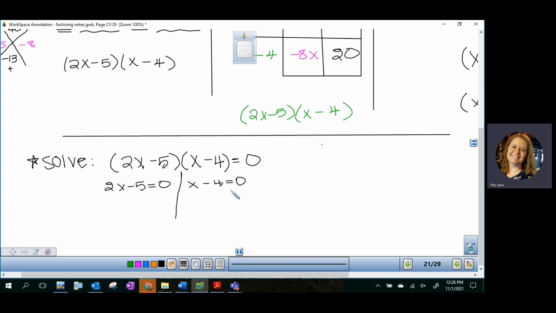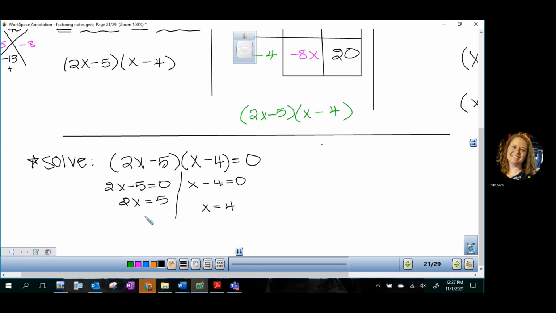So x minus 4 equals 0. You just add the 4 over. That's x equals 4. Here you would have to add the 5 over and then divide by 2. So you end up with 5 halves. So we got 2 solutions. So there's 2 places where this parabola would cross the x-axis.